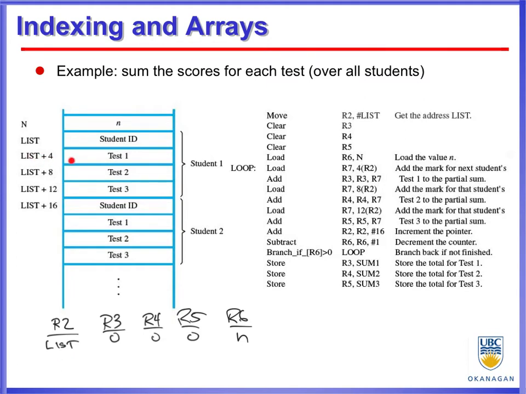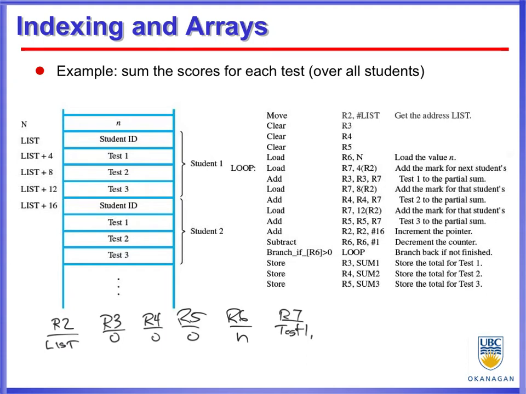List plus 4 is this memory address, which is test 1 of the first student. We're going to put that into R7. Test 1, and I'll just put a subscript for the first student. That does not change the value of R2. R2 still has the memory address list in it.